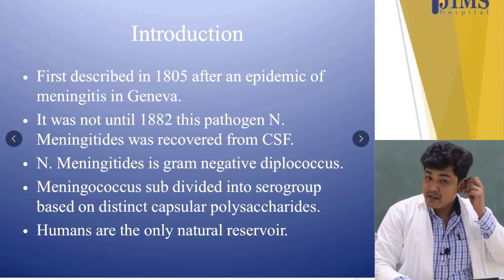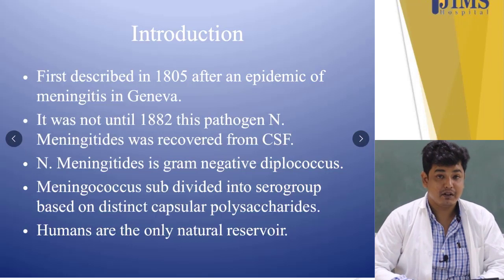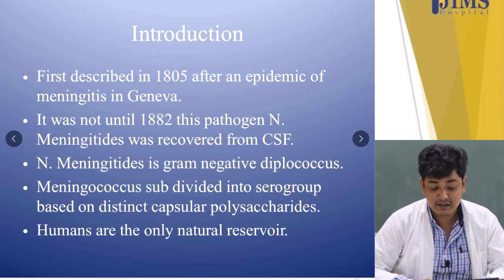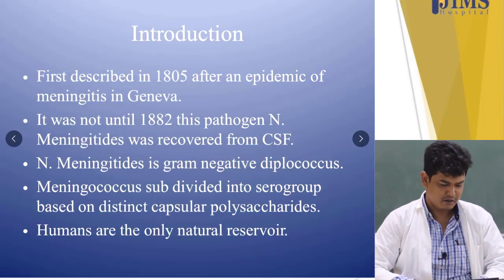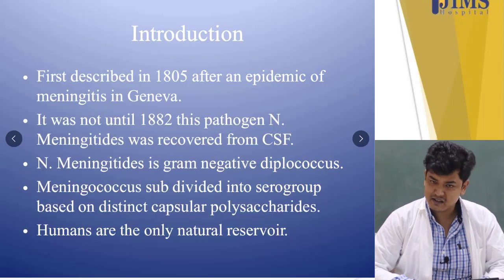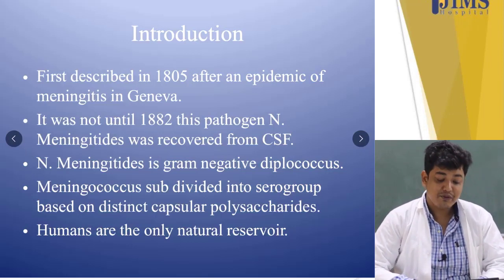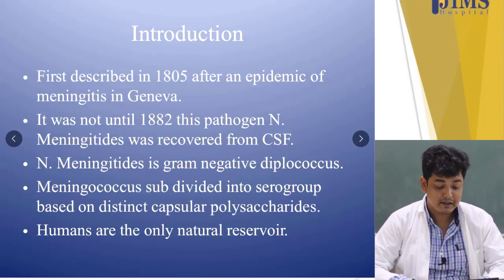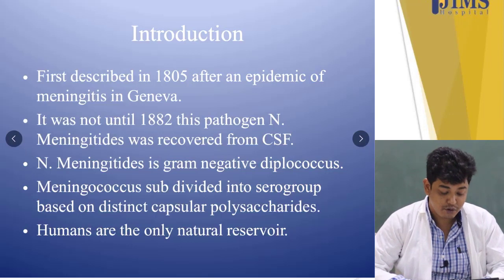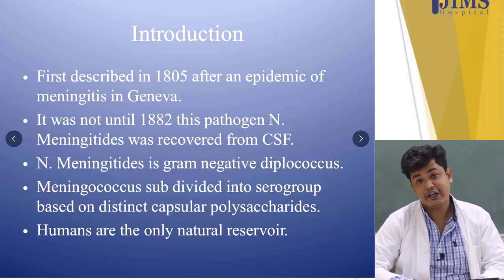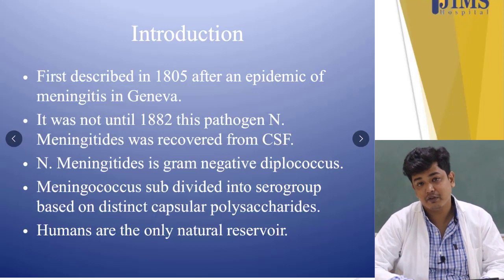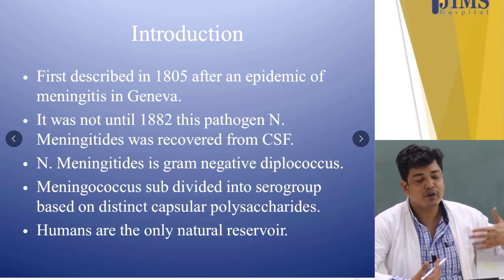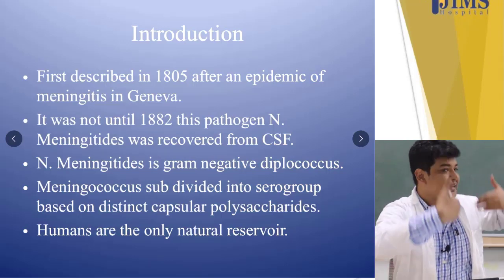Now, it was first described in 1805 after an epidemic of meningitis in Geneva, and the organism was not isolated before 1882. That means a span of roughly, let's say, 77 years, if I'm not wrong. It was recovered from CSF. It is a gram-negative diplococcus and is subdivided into serogroups based on distinctive capsular polysaccharides, and humans are the only natural reservoir. So animals cannot transmit it to humans. Only humans can transmit this particular disease to others.